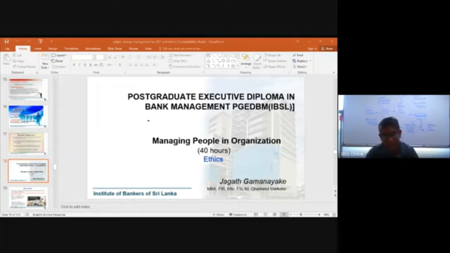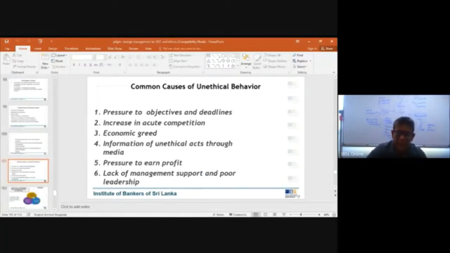And then we discussed some of the typical issues in business ethics. And finally, we discussed the common causes of unethical behavior. Why do people behave unethically? What are the reasons for that? Right? So I think you learned a little bit about ethics and business ethics. From that point, we have come to the end of my series, right?